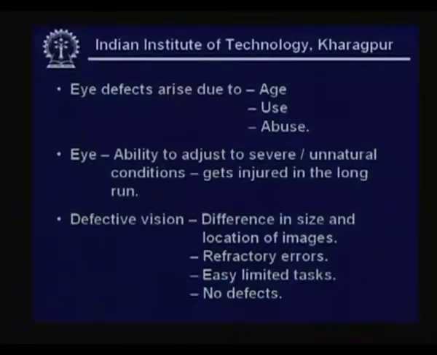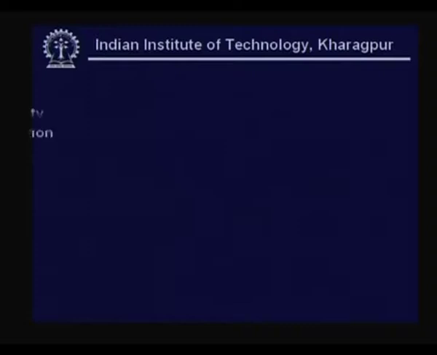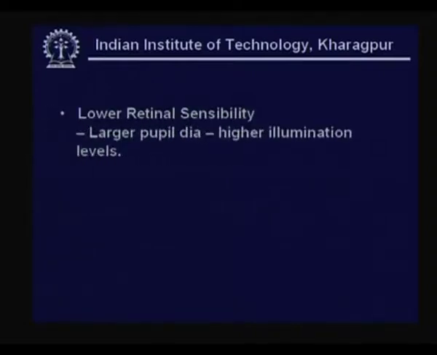Now, defective vision per se could be because of difference in size and location of images, which oftentimes is called refractive errors, and these errors can be limited to easy tasks, but lower retinal sensibility would mean larger pupil diameter is required and higher illumination levels.